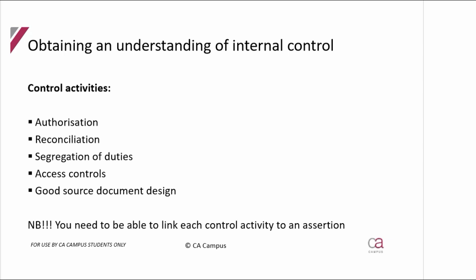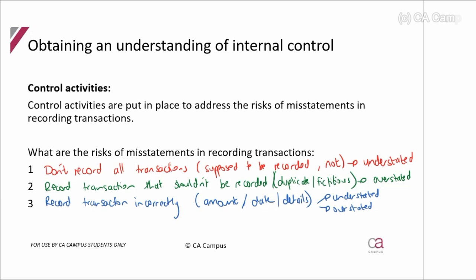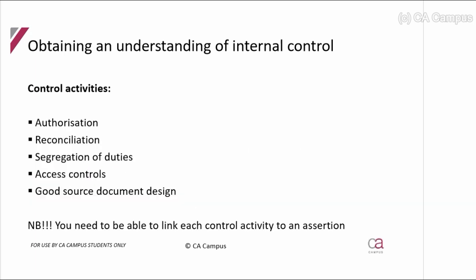So for each of these control activities, guys, I want to go and link it to the risk above. So authorization is there to ensure that only what should be recorded is recorded. So to prevent fictitious transactions from being recorded. So it's there to address risk 2. So I'll just put here the risks addressed. Reconciliation.